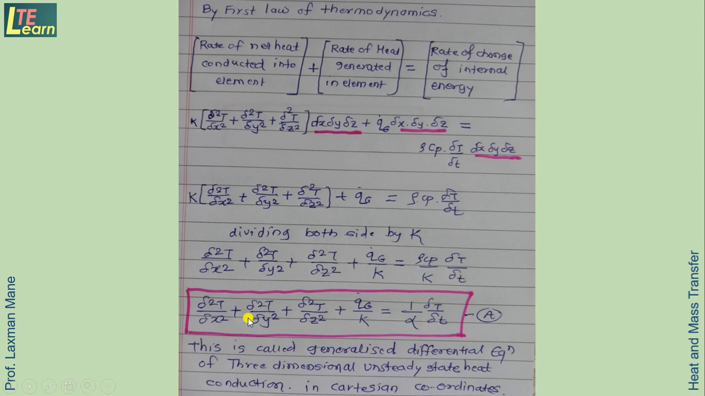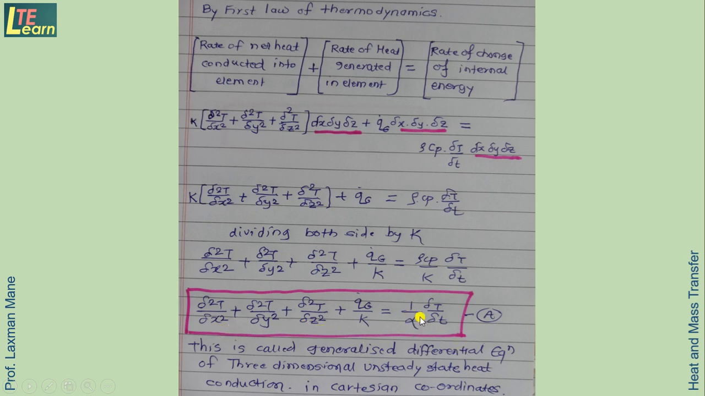Next, we can write this equation in this form. For this quantity, we can write 1 upon alpha. So here del square T by del x square plus del square T by del y square plus del square T by del z square plus Qg by K is equal to 1 upon alpha del T by del t. This is called the generalized differential equation of three-dimensional unsteady state heat conduction in Cartesian coordinates. Cartesian means here x, y, z, these three coordinates.